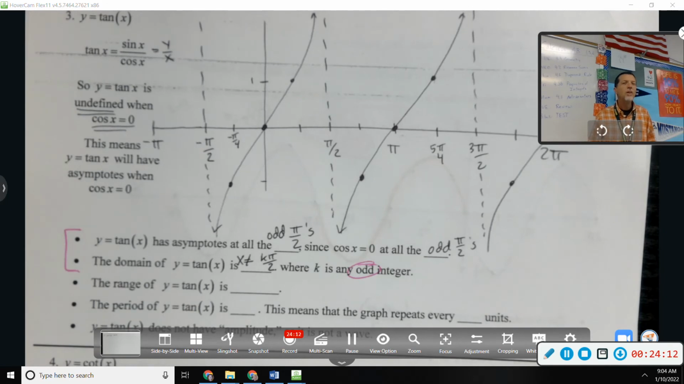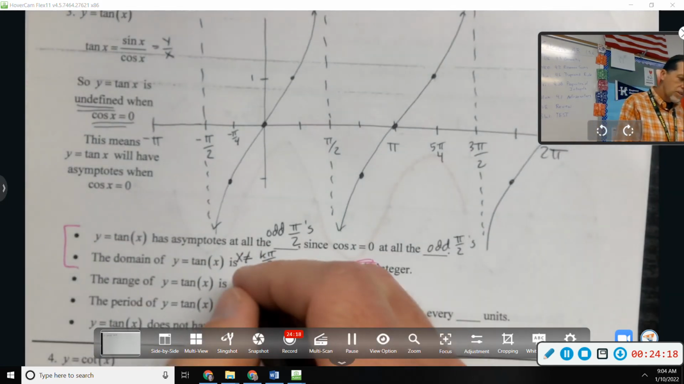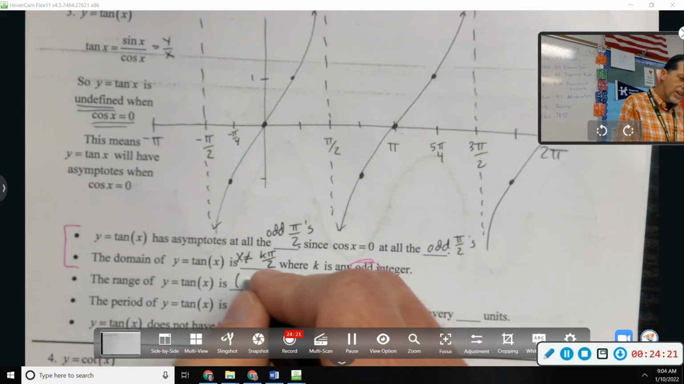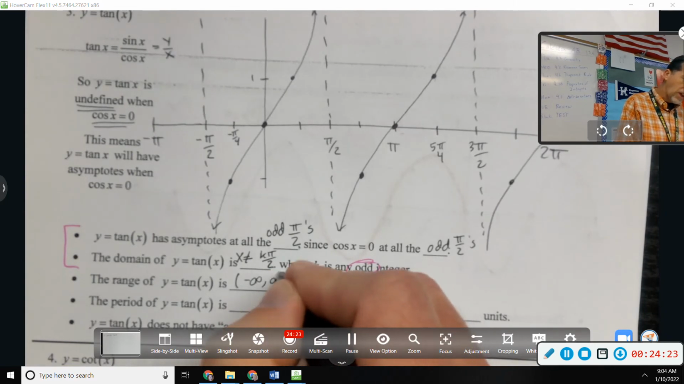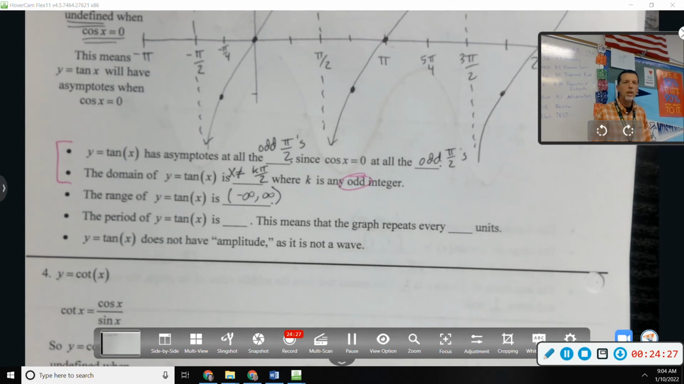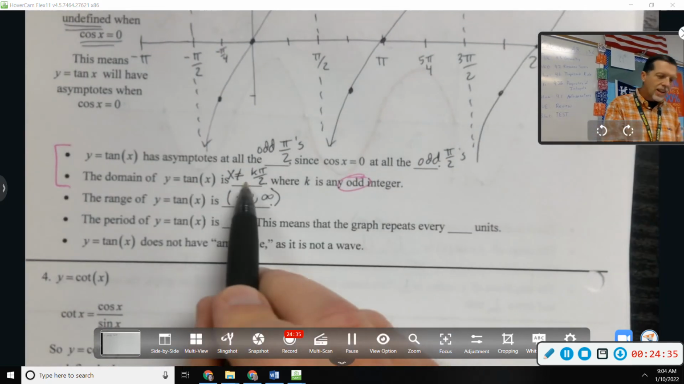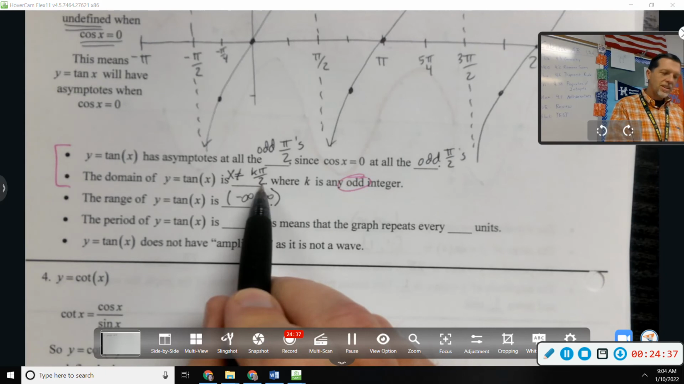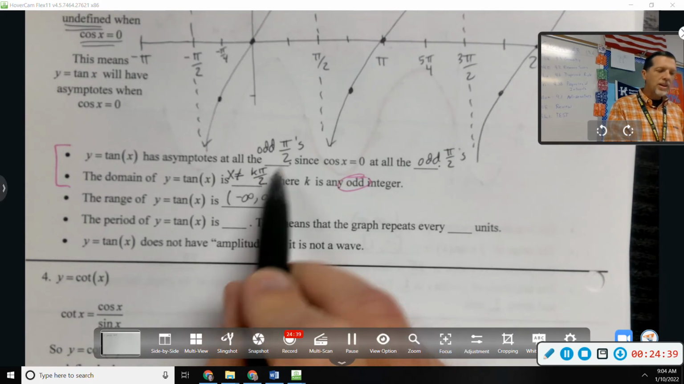The range is infinite. Let's write it as an interval though. So how far down does it go? And yep, so negative infinity to infinity. Olivia? What does the one above that say? X can't be k pi over 2. X can't be an odd pi over 2.